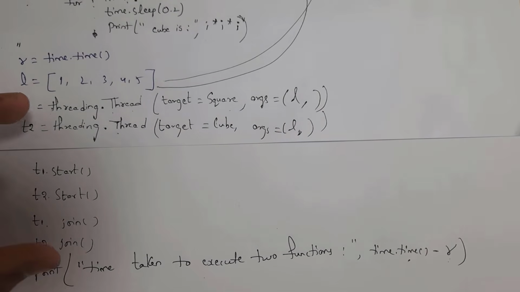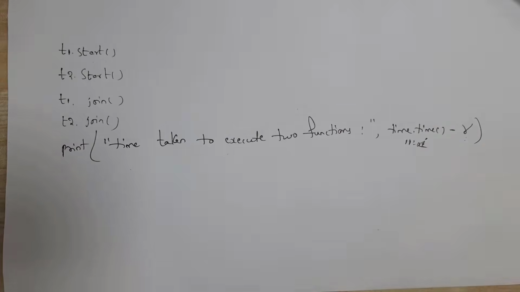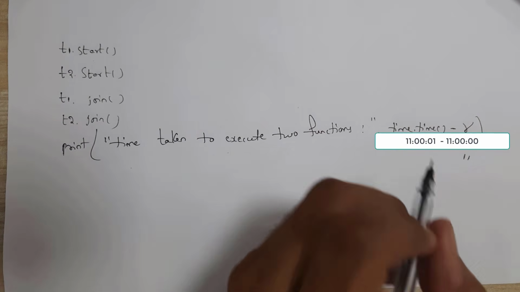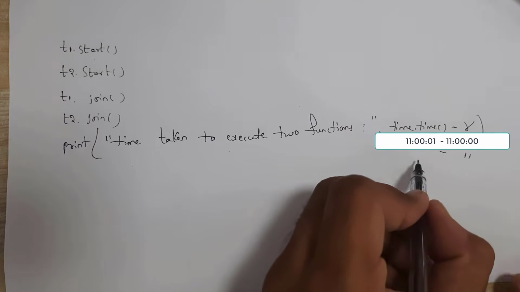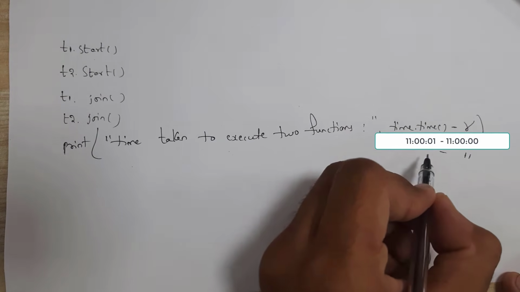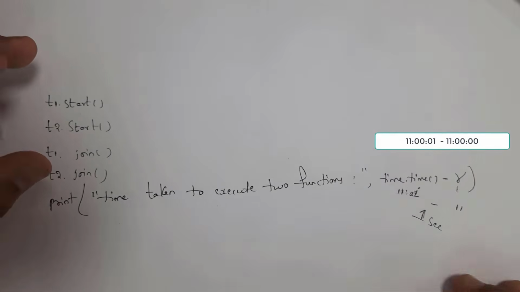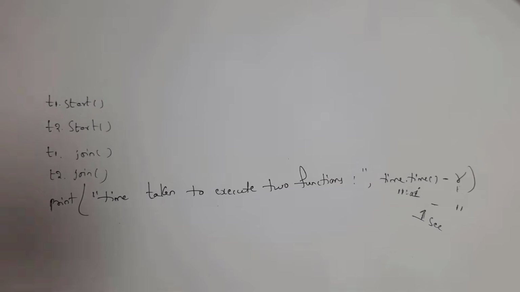After executing these two functions by using threading module, time is 11.1 second. Before execution time is 11 and after execution time is 11.1 second. So whenever you write here time dot time minus r, time taken is 11.1 second minus 11. So time taken is 1 second. Time taken to execute two functions by using threading module is 1 second.